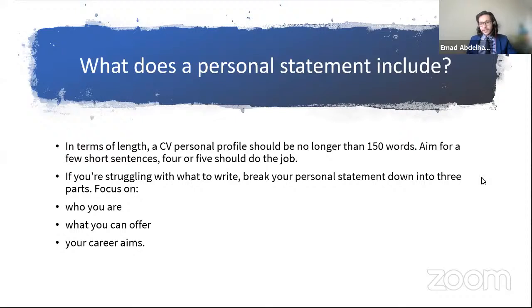What does a personal statement include? So in terms of length, a CV personal profile should be no longer than 150 words. Aim for a few short sentences, 4 or 5 should do the job. If you're struggling with what to write, break your personal statement down into 3 parts. Those 3 parts are who you are, what you can offer, and your career aims.